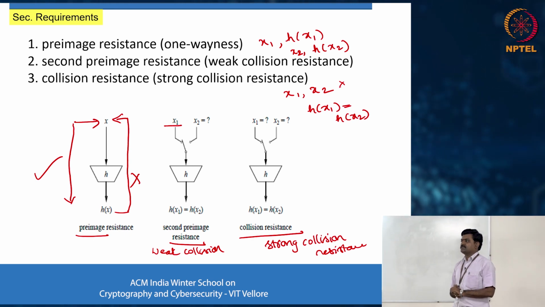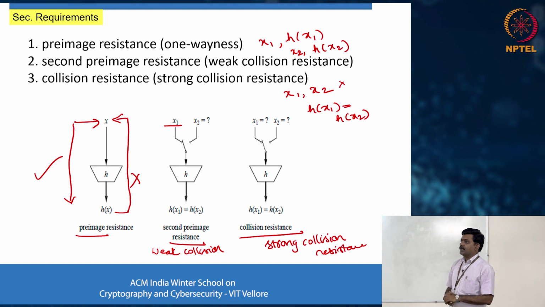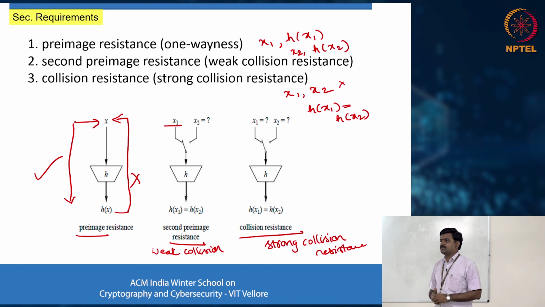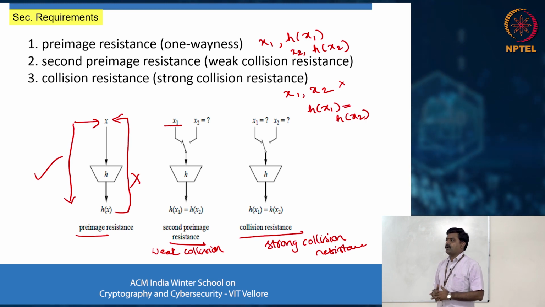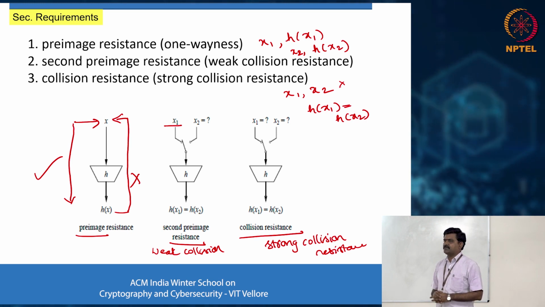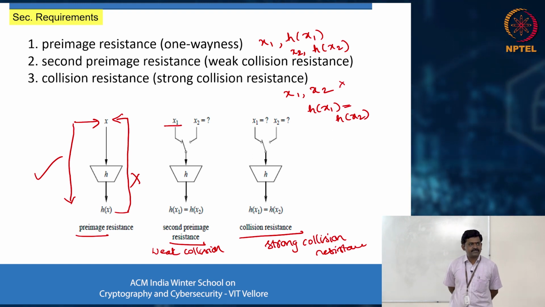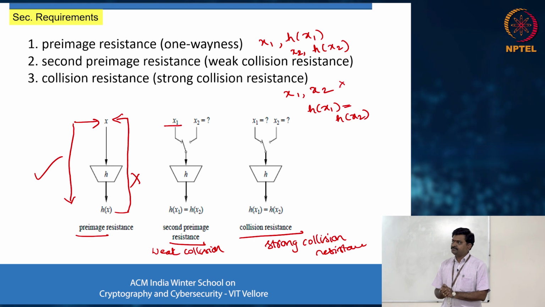The first one is the weak collision resistance. If you have weak collision resistance, that doesn't guarantee the strong collision, but if you have strong collision resistance, it guarantees the weak collision. Okay. So, these are the three requirements for the hash functions. Are you able to follow? Right.